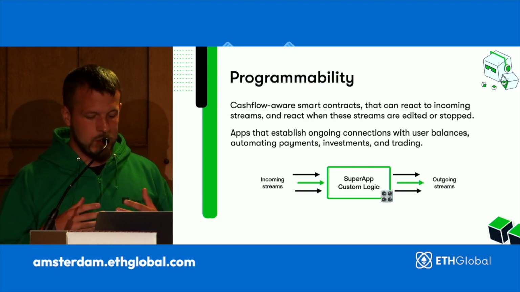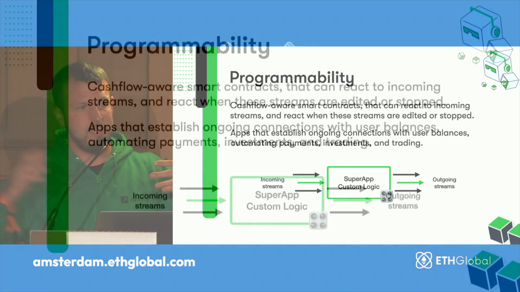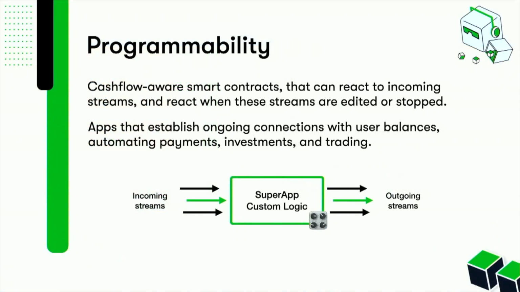Some of the applications are built to work with zero balance. So they receive $100 a second, and they spend $100 a second. So you can build these applications that basically move money without ever holding money, which is probably unique to Superfluid.